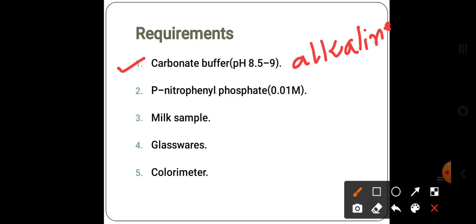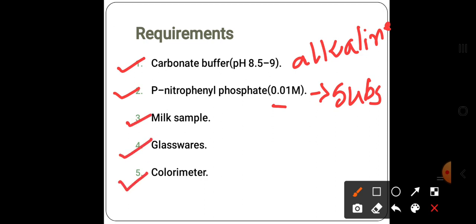alkaline phosphatase. This enzyme will only be active in the alkaline condition. The second one is para-nitrophenyl phosphate, in 0.01 molar concentration, which will act as a substrate here. And the others are a milk sample, glass vase and colorimeter. These are all the requirements needed to perform the phosphatase test.